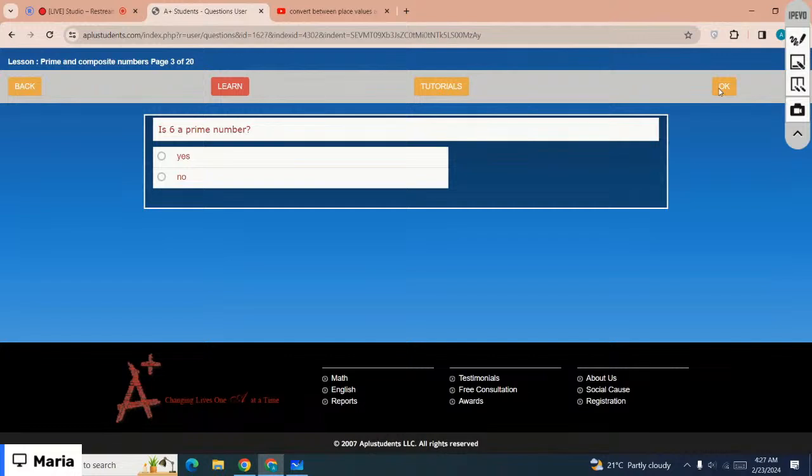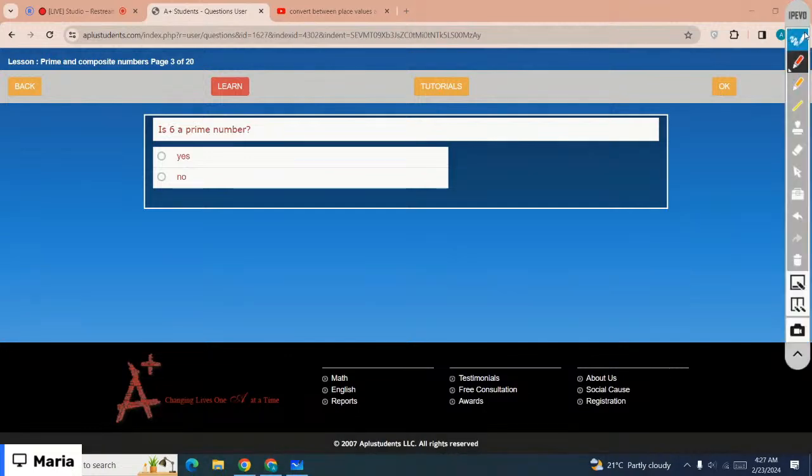Is 6 a prime number? Yes or no? Which is the correct option? No, 6 is not a prime number. Let's see how. You can make 6 as 1 times 6, and also 2 times 3 or 3 times 2, right? You can see 6 has more than 2 factors. 6 is not a prime number. The correct option is no. Got it?